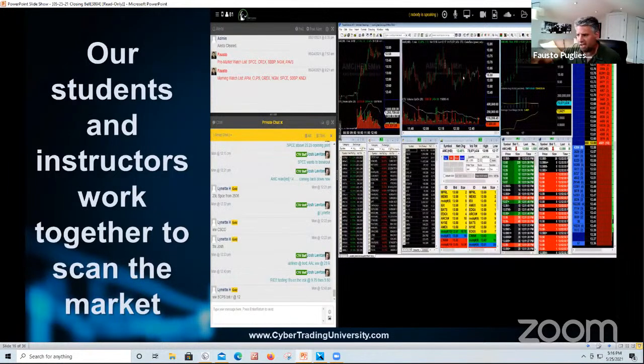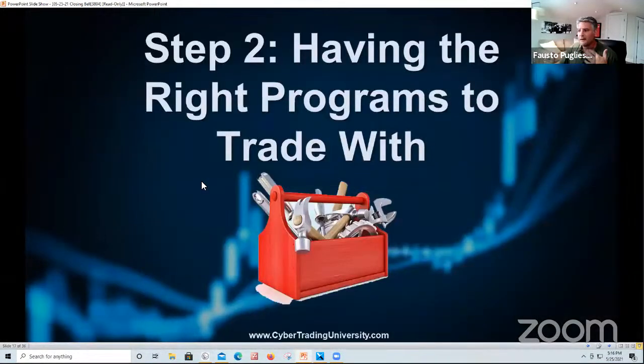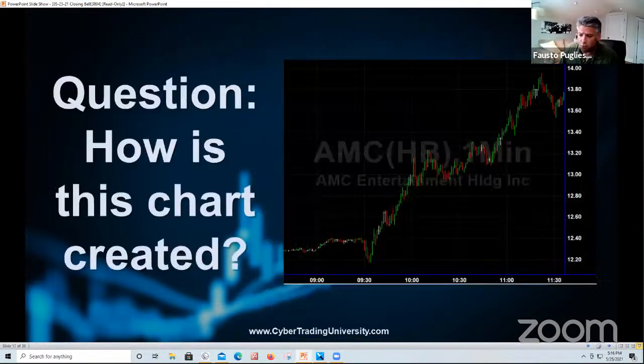So, for example, here's our trading room. And you could see here's our students, our instructors, how we're working together, how we're scanning together. It's not about just teaching how to play, but we're all making and trading the stock together as a team. But you gotta have the right program to trade with them, which is basically the right tools.